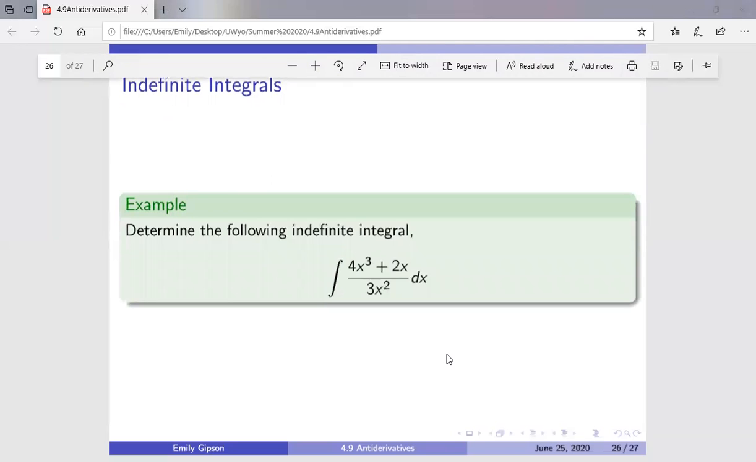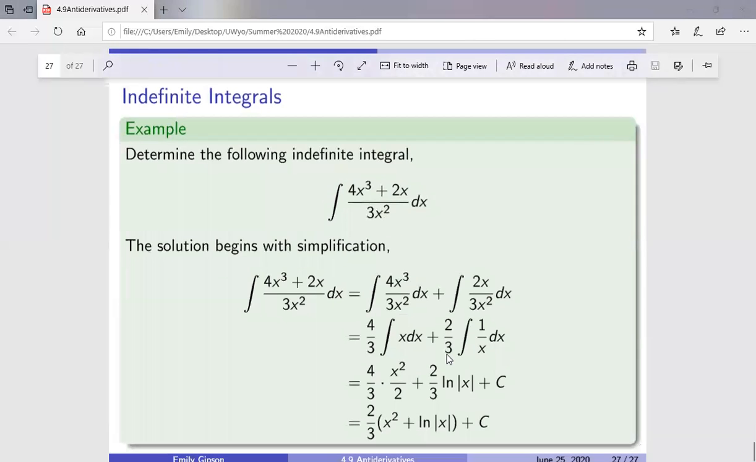So here's our final example for the day. Determine the following indefinite integral as given. And this is the integral of 4x cubed plus 2x divided by 3x squared dx. And you might be saying, Emily, this is really hard. We don't know how to do this. Well, let's go ahead and take our first step, which is always to simplify.